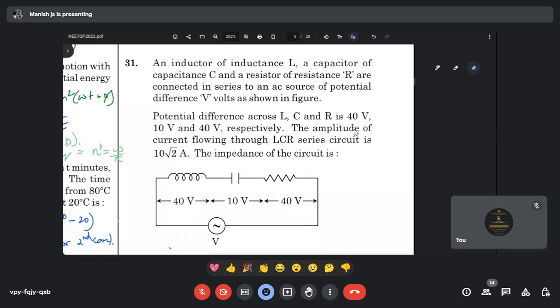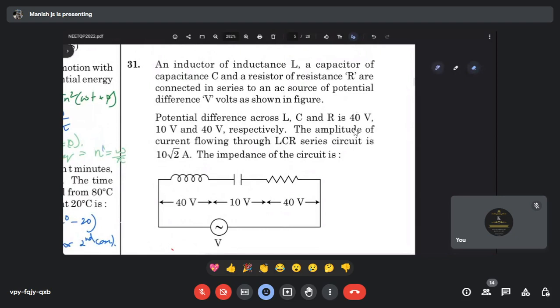The impedance of the circuit is? Yes, what is the impedance? Series LCR circuit, direct application. If you know the formula, you can directly put it in and keep going. Who knows the formula? What is the formula for the voltage of a series LCR circuit, the V RMS relationship? Who can tell me?